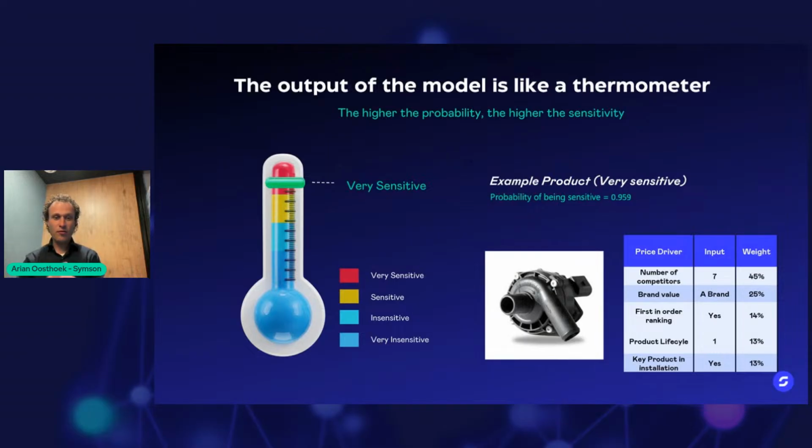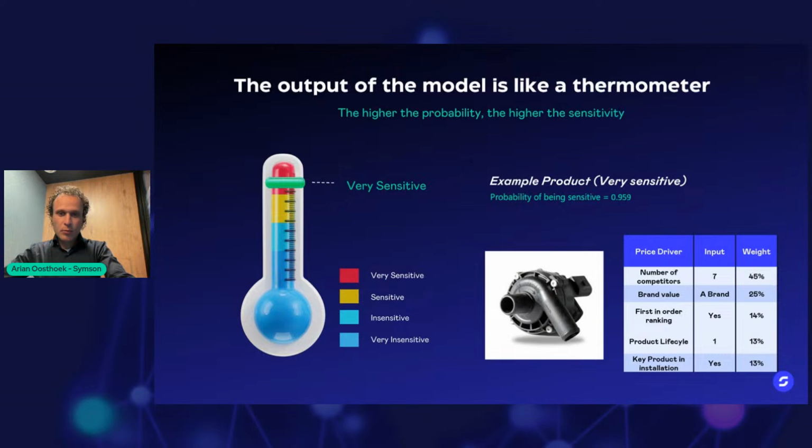is. In this case, we have 4 types of sensitivities. It could be very sensitive, moderately sensitive, moderately insensitive, and very insensitive, which can be compared with very hot, moderately hot or warm, moderately cold, and very cold. So this is an example.